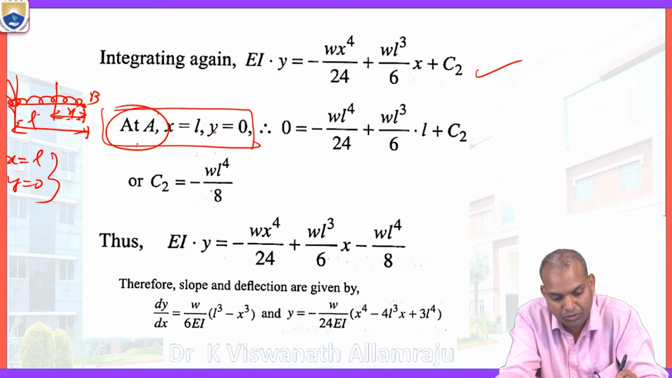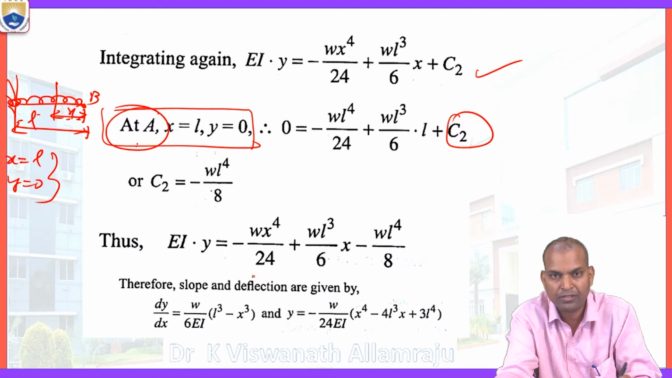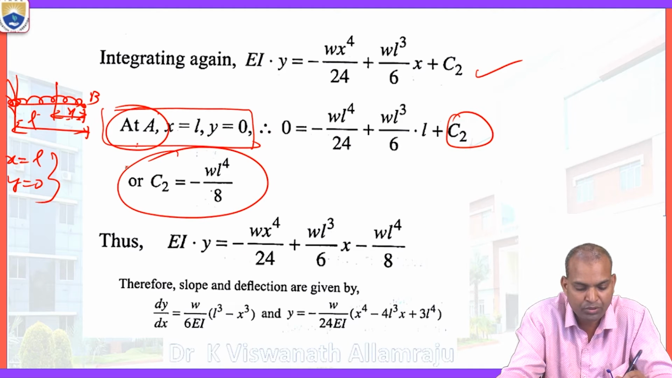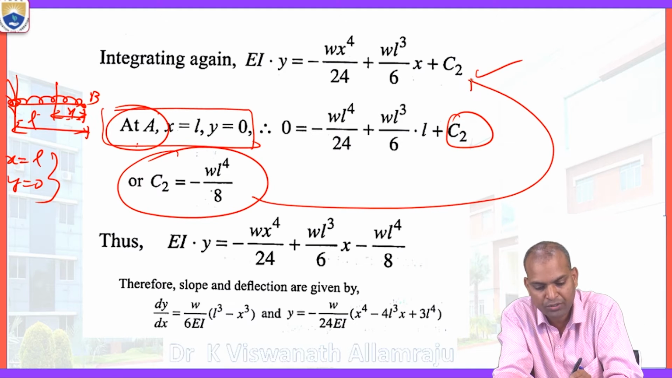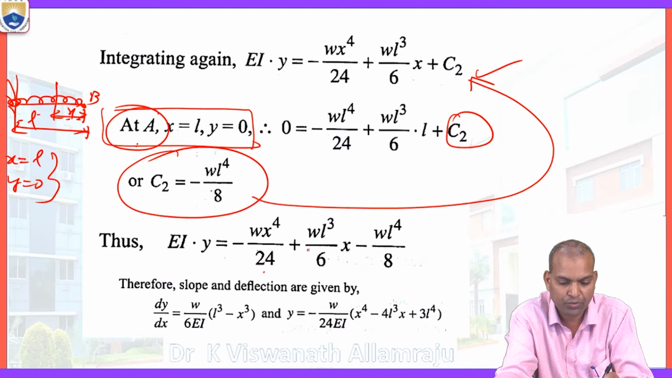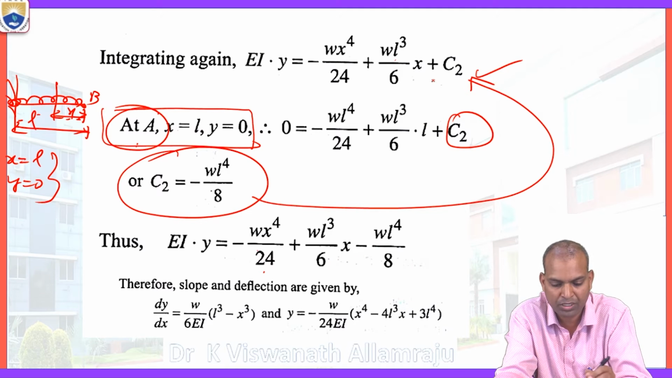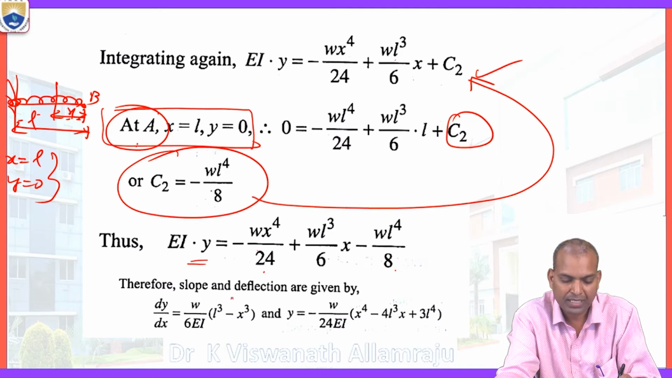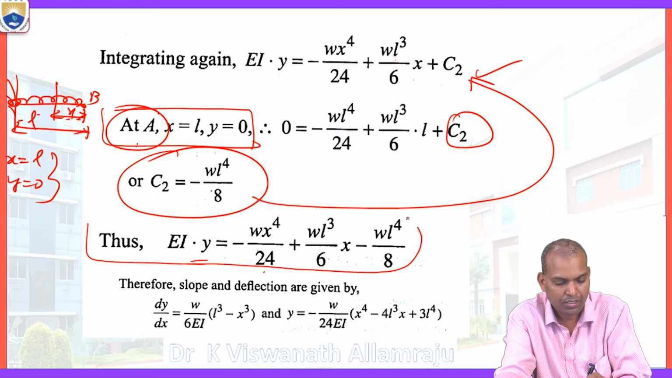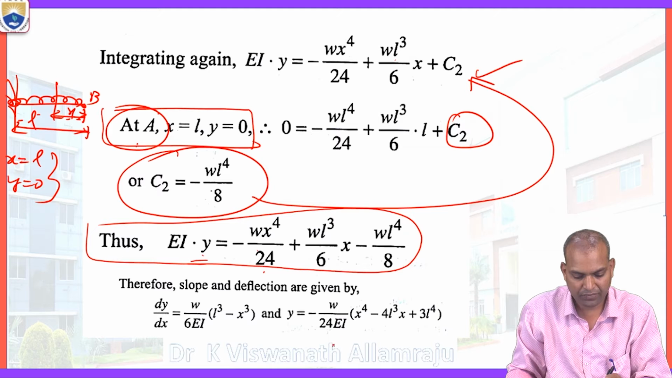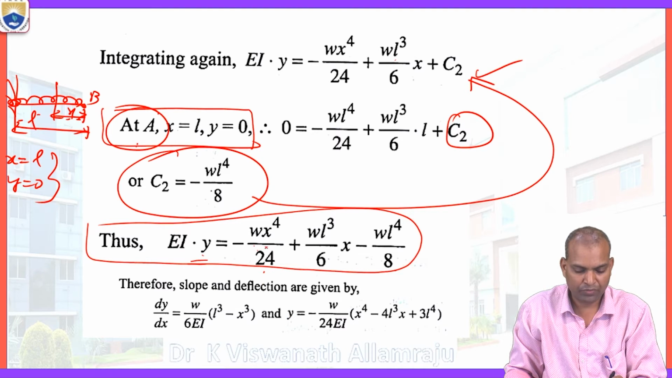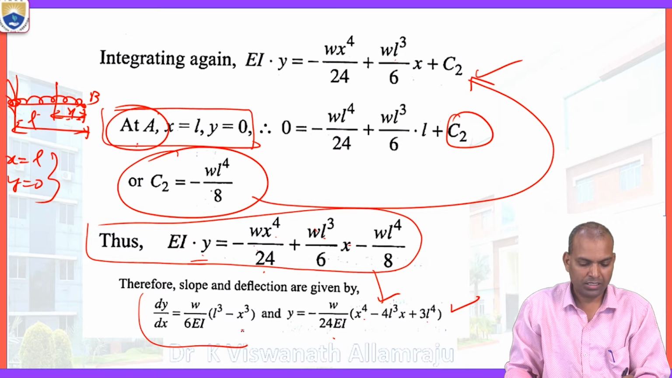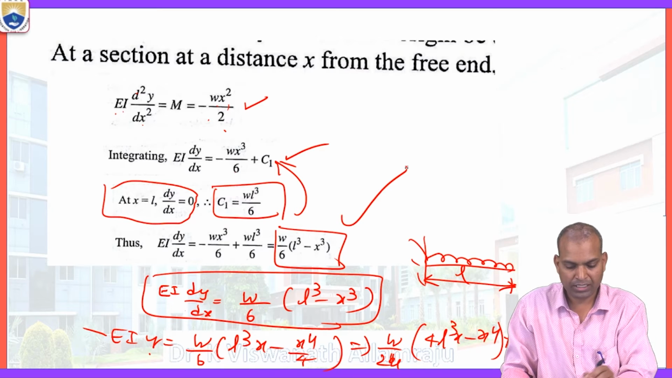Now substitute x equal to L using this boundary condition to calculate C2. C2 is minus WL power 4 by 8. Substitute the C2 value here: minus W x power 4 by 24 plus WL cube by 6 x minus WL power 4 by 8. That is the deflection equation. Simplified further, y equals minus W by 24 EI times (x power 4 minus 4 L cube x plus 3 L power 4). And the slope equation is W by 6 EI times (L cube minus x cube).